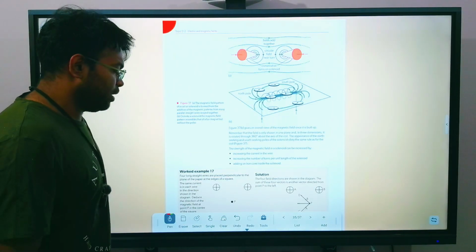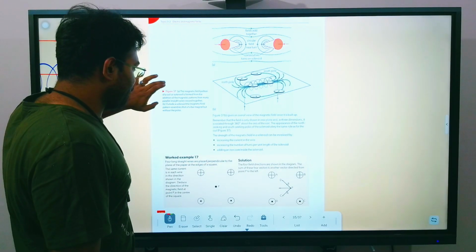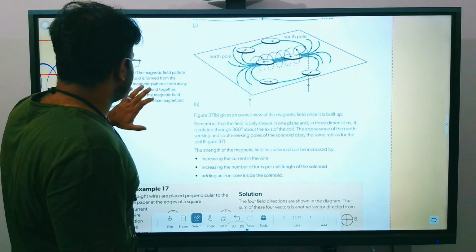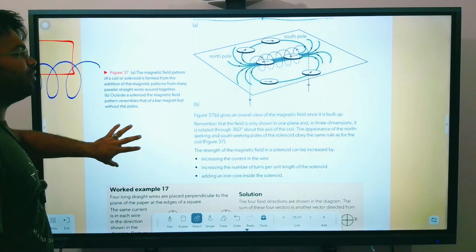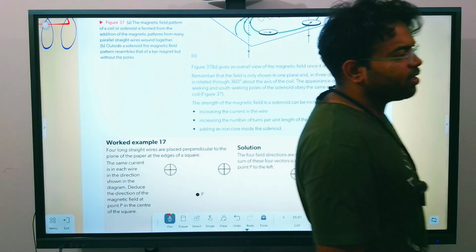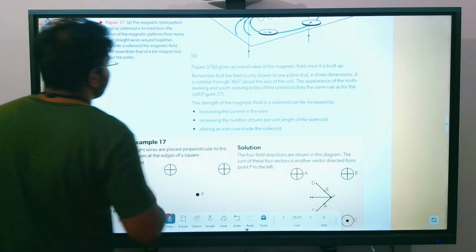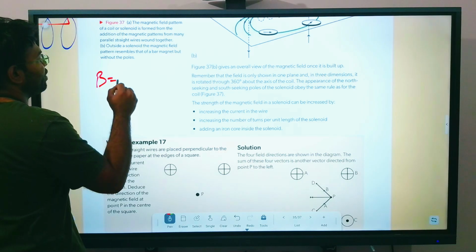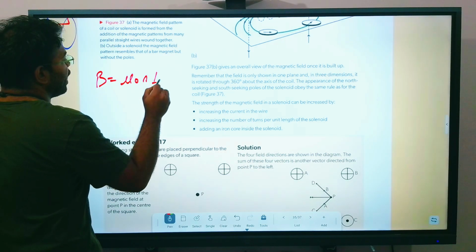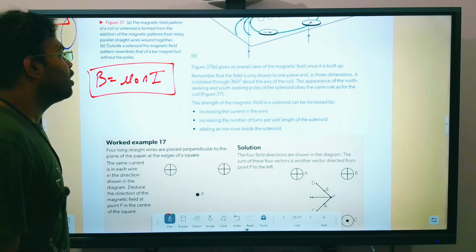Now, I don't think you have derivations here. In India, we actually go through the derivations of each and every single one: the coil, the straight wire, the solenoid. For a solenoid, the magnetic field is given as mu naught N i. I don't think you have that.